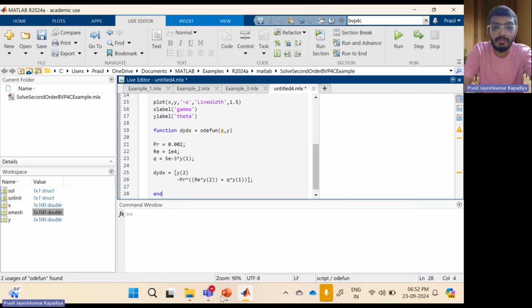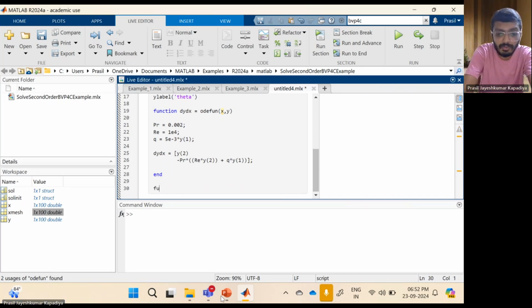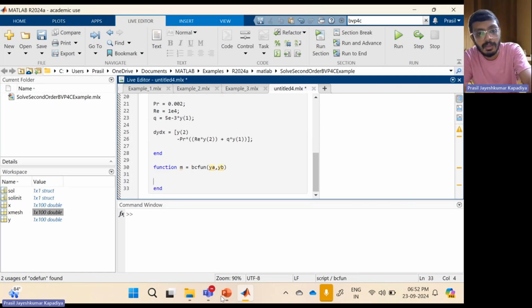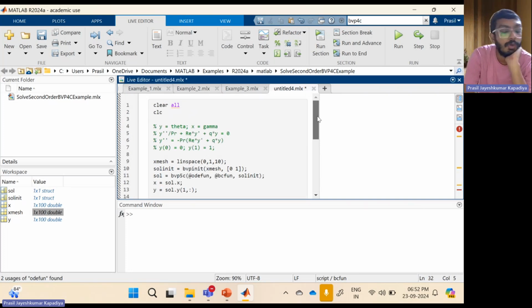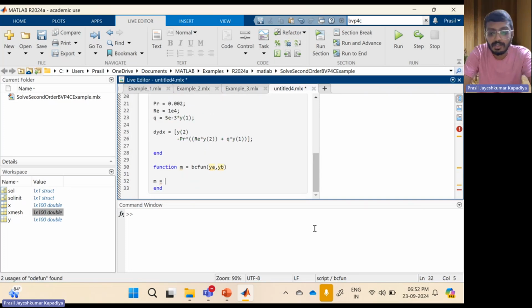So let's try to write down the function for this boundary condition. Let's say function m is equal to bc fun ya comma yb. It's the same boundary condition, I guess, from the previous problem. What is it given? y of 0 is equal to 0, y of 1 is equal to 1. So my first boundary condition is ya of first value, and yb of 1 minus 1. Okay, so our problem statement is ready.